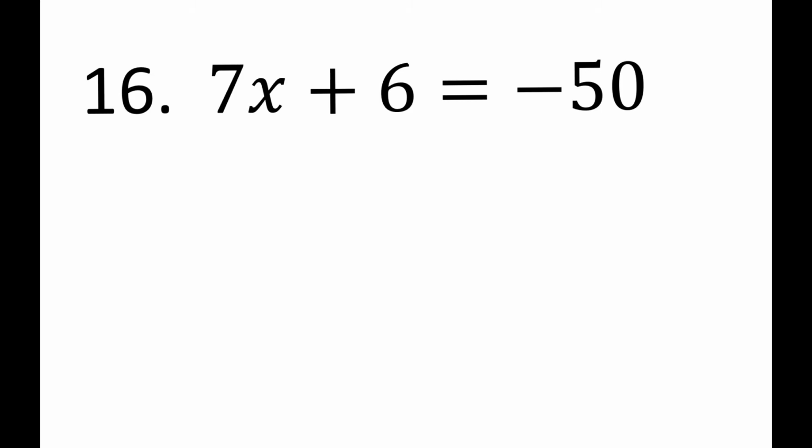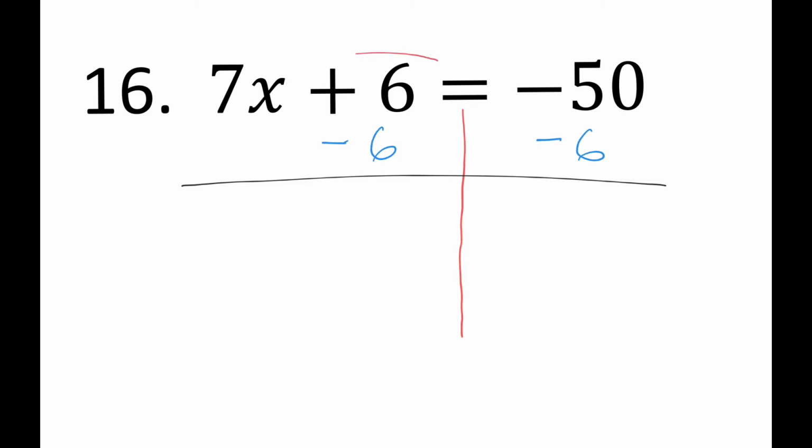16, same thing. You want to get the variable by itself. You're solving. So I draw the line under the equal sign. On the left side, that's where the variable is at. I'm going to eliminate the constant that's on the same side of the variable. So right now we have a +6. That's a constant because it doesn't have a letter. So I'm going to do the opposite of plus, that's minus. So you subtract 6 from both sides.